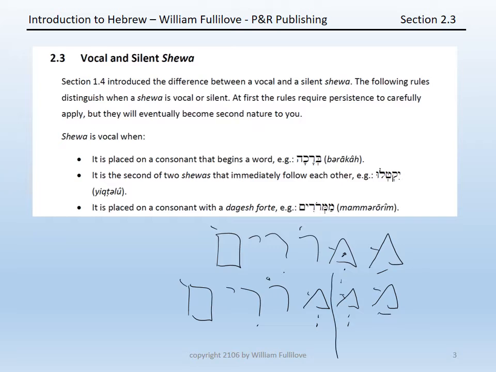Notice then the first syllable is a closed syllable, mom. Reem is a closed syllable, consonant, vowel, consonant. Ro is an open syllable, consonant, vowel. And this mem must have a vowel sound to be its own syllable, meaning that this must be a vocal schwa. When you see a consonant with a dagesh forte and a schwa underneath it, that schwa must be vocal.